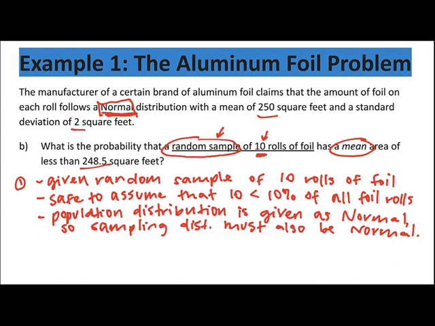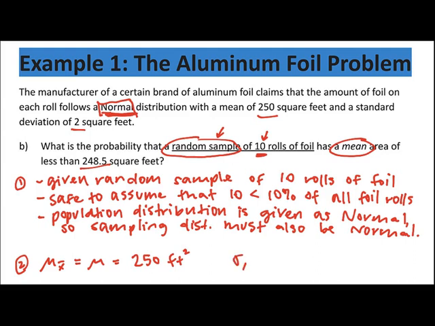Now we can move on to step 2, which is to calculate the mean and standard deviation for this sampling distribution of 10 rolls of foil. I'm going to start with my mean. Our formula for mean says that the mean of the means is the mean. In other words, the mean of all of these sample means of all of these samples of 10 rolls should be the same as the mean of the original distribution, which is 250 square feet.